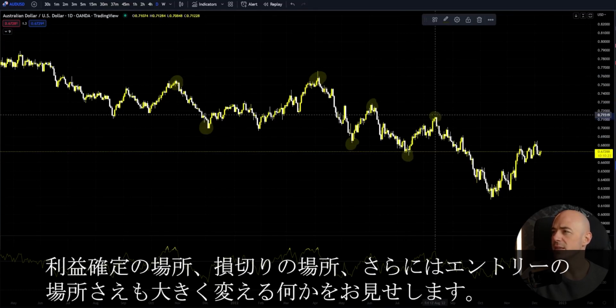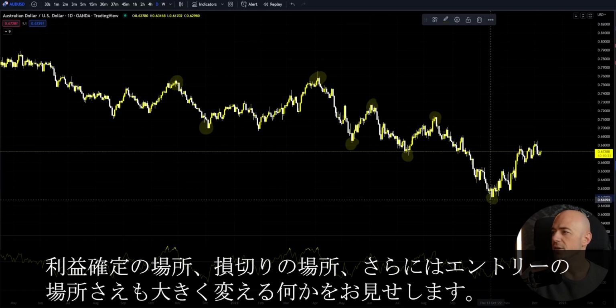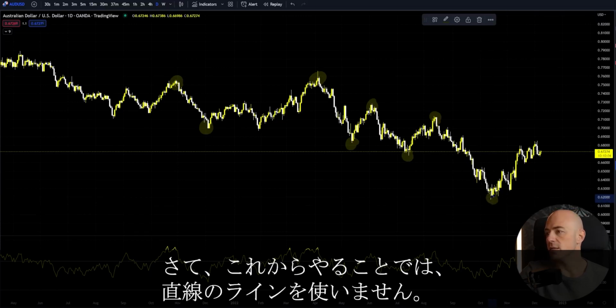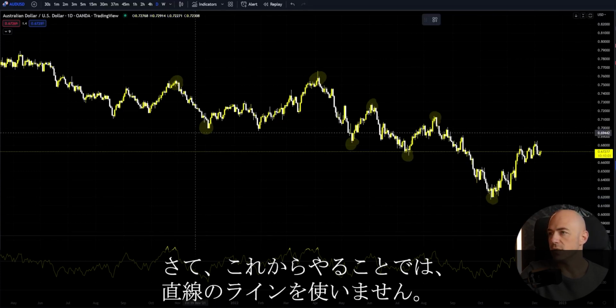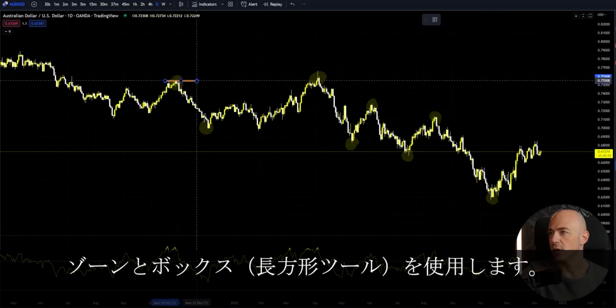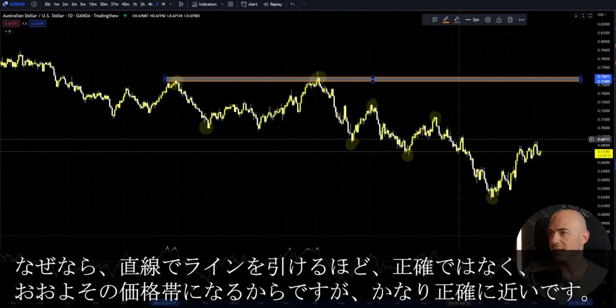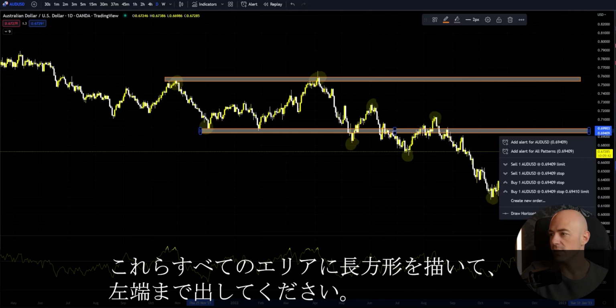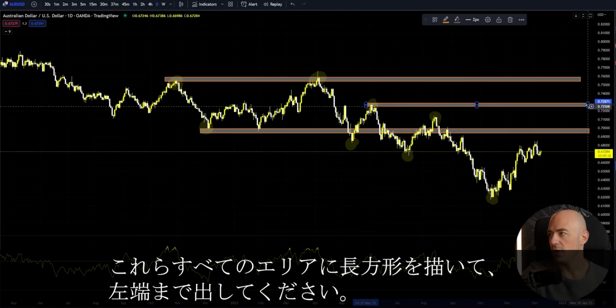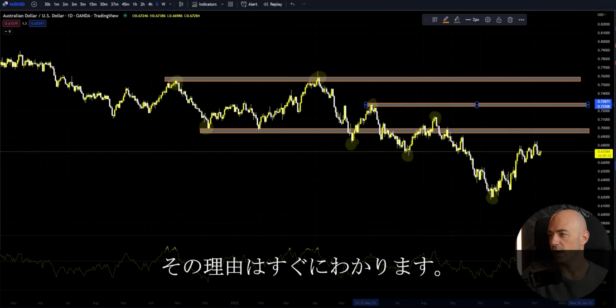I'm gonna show you something that's really gonna change where your take profits and where your stop losses are, and even where your entries are. Okay, so what we're gonna do is not use straight lines. We're gonna use zones and boxes because it's not an exact science, but it's pretty damn close. All of these areas, I want you to draw a rectangle and take it all the way out to the left. You'll understand why in just a second.